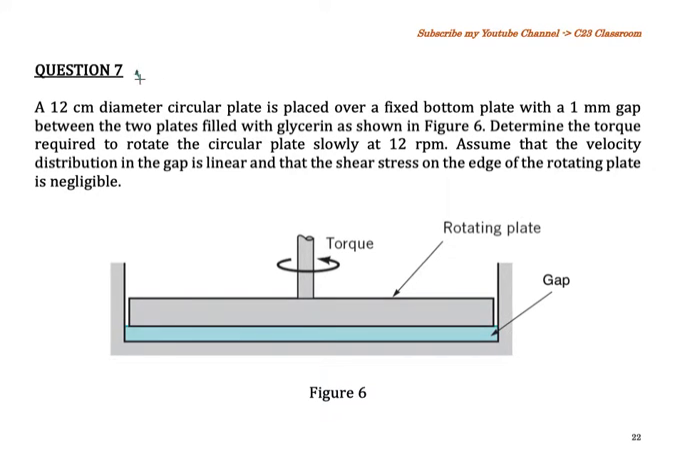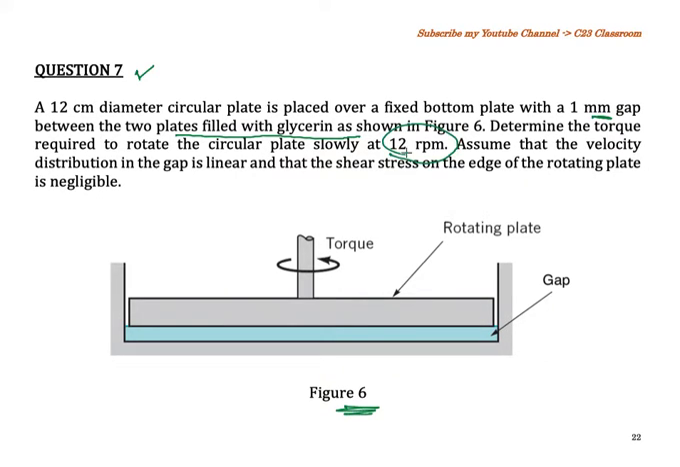This is question 7. A 12 cm diameter circular plate is placed over a fixed bottom plate with a 1 mm gap between two plates filled with glycerine as shown in figure 6 here. Determine the torque required to rotate the circular plate slowly at 12 rpm.